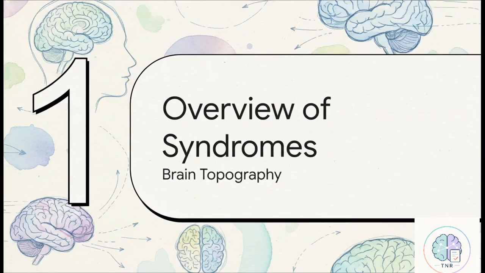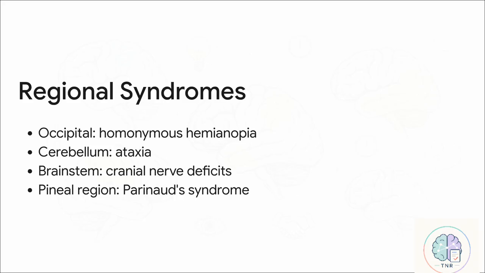Okay, kicking things off with Section 1, a quick foundational overview of brain syndromes. So, the absolute core rule here is that destructive lesions in the brain predictably tie to very specific regions. Think about it like a map. If the occipital lobe takes a hit, it reliably produces homonymous hemianopia, which is a visual field loss on the same side of both eyes.